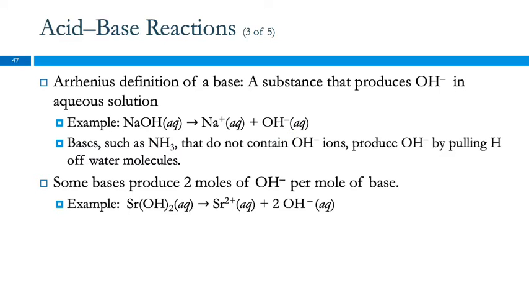Most of the bases that we will be looking at are metal hydroxides. So metal with hydroxide is probably a base. There are some bases like ammonia. You might look at ammonia and think, well, that doesn't look like a base. There's no hydroxide in there. But this can form hydroxide ions by pulling hydrogen ions off of water molecules.